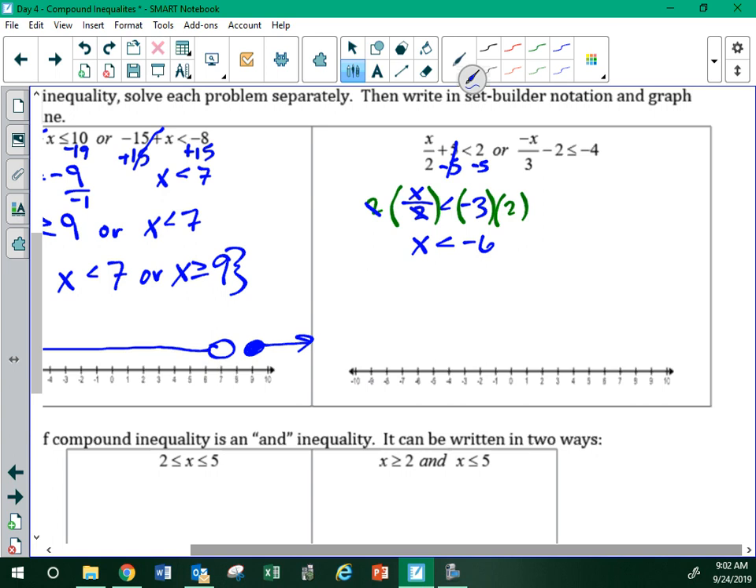Let's go and solve. Again, we're going to get rid of our negative 2 here, so we're going to add 2 to both sides. So negative x over 3 is less than or equal to negative 2. All right, I'm dividing by 3. How do I get rid of dividing by 3? Multiply by 3.